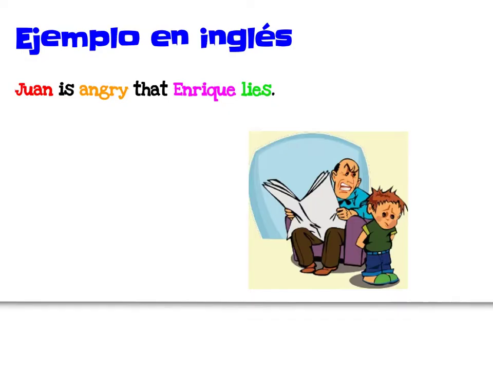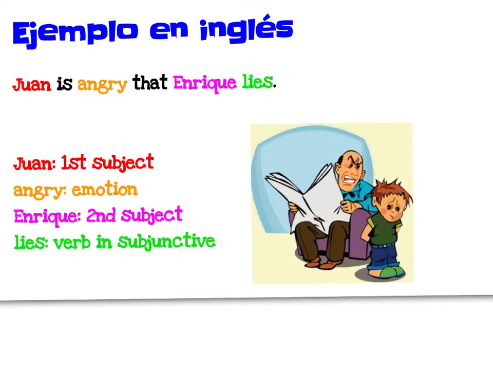Juan is angry that Enrique lies. First, let's just break it down. Juan is your first subject. Since this is subjunctive with emotions, you need to have an emotion in there. So angry is my emotion, feeling anger. Enrique is my second subject, so now I have two. Obviously, that will be separated by que when I translate this into Español. And my verb, lies, mentir, would be conjugated in the subjunctive.